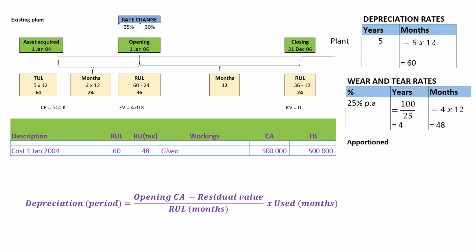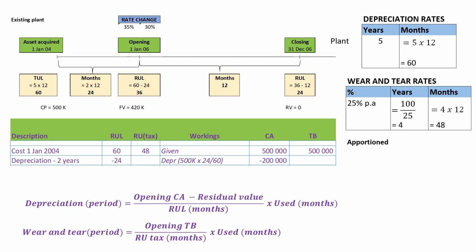Depreciation is equal to your opening carrying amount of 500,000 rands less your residual value of 0, over your remaining useful life of 60 months, times the period used of 24 months, to give you 200,000 rands. Whereas your wear and tear is equal to your opening tax base of 500,000 rands divided by your remaining useful tax life of 48 months, multiplied by 24 months used, to give you 250,000 rands. Just bear in mind that your wear and tear is apportioned, but in this case, because we're dealing with 2 full years, it's not really applicable.